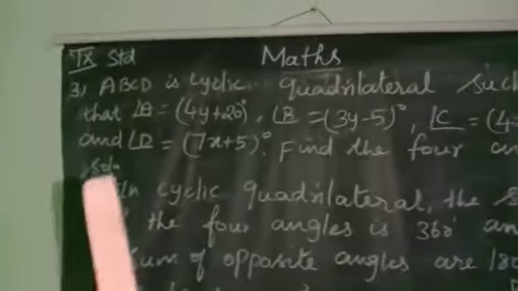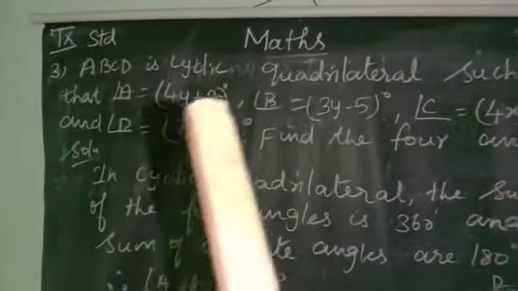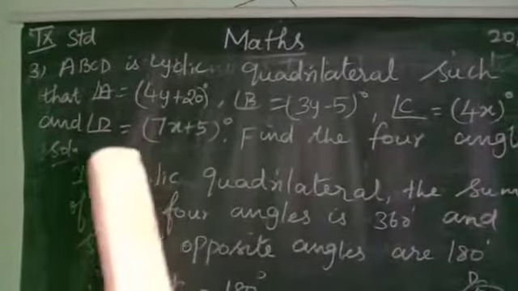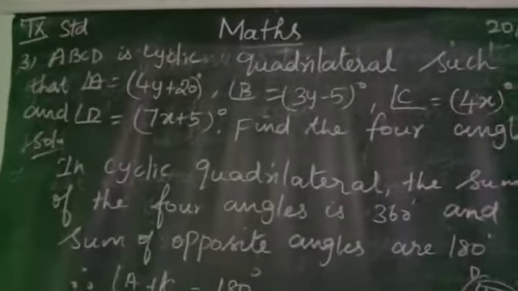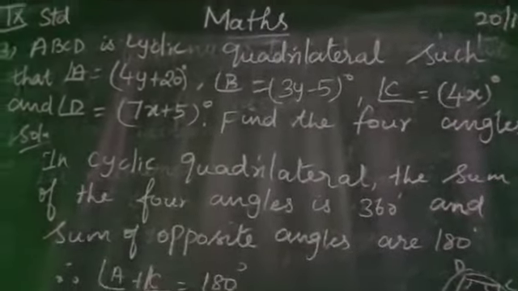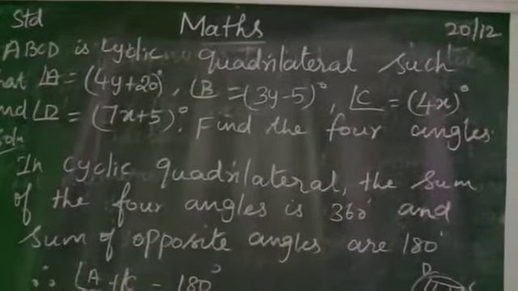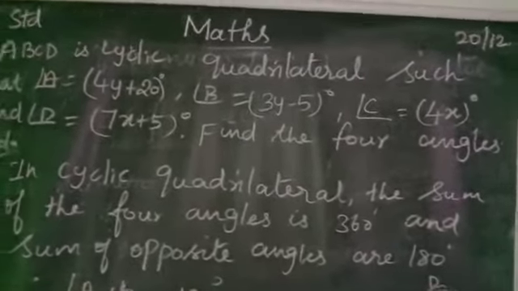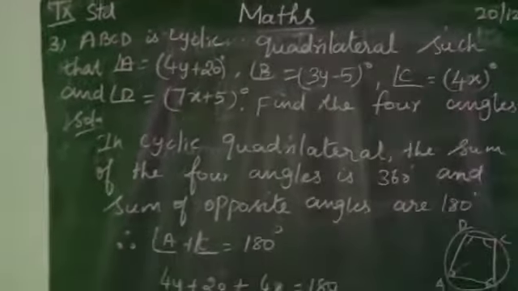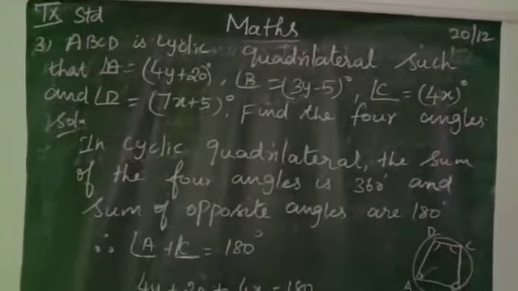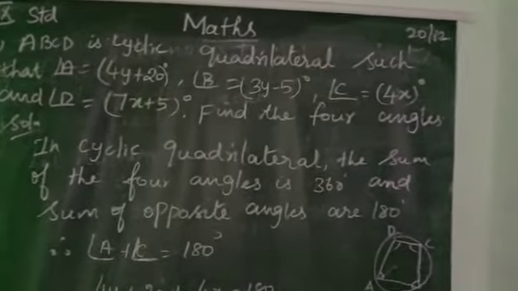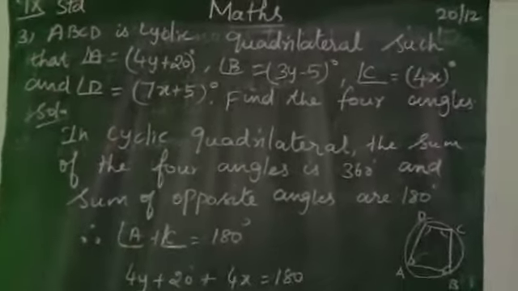Now we see the third problem. ABCD is a cyclic quadrilateral such that angle A is equal to 4y plus 20 degrees, angle B is equal to 3y minus 5 degrees, angle C is equal to 4x degrees, and angle D is equal to 7x plus 5 degrees. Find the four angles.